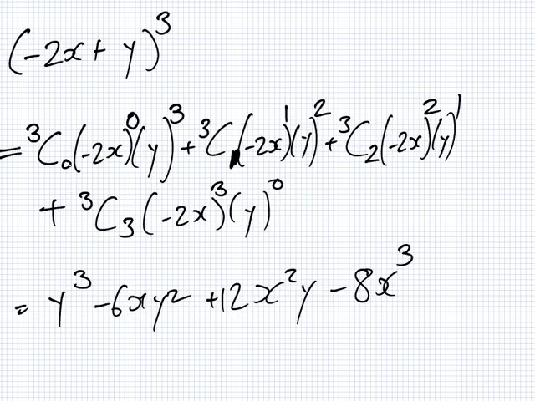3 factorial, which is 6. 2 factorial, which is 2 times 1, which is 2. 1 factorial, which is 1. And 0 factorial, which is also 1. Okay, so just note this one, please, to be careful. This factorial will actually be useful.